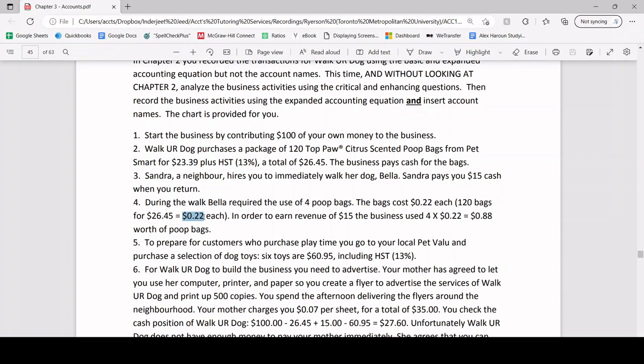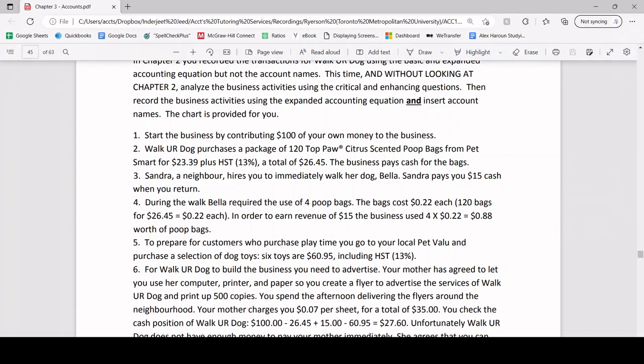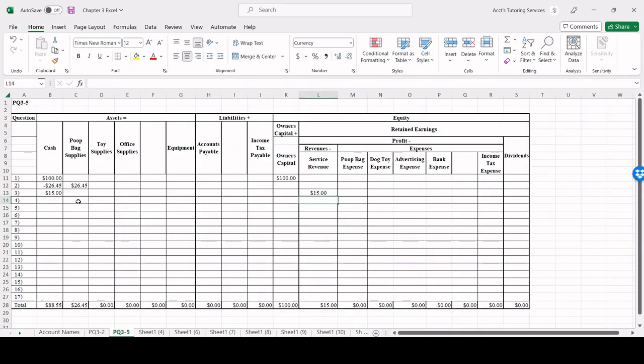So whenever it comes to dollars, it's always good to round it to 2 decimal places. So essentially 4 times 0.22, the cost per poop bag is going to give us 88 cents. So that means that our future benefit of the poop bag supplies is going to decrease by 88 cents. So negative 0.88. And now our expense, remember we used up these poop bags now, is going to increase by 88 cents.